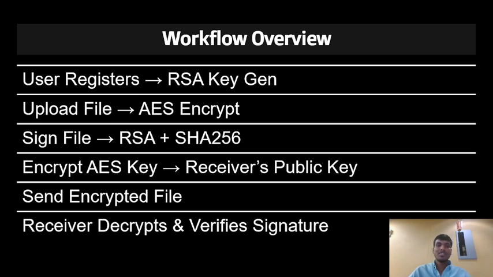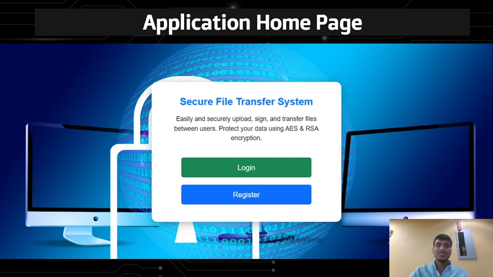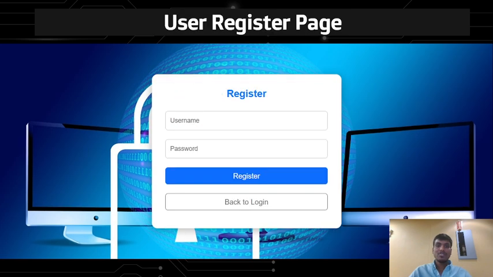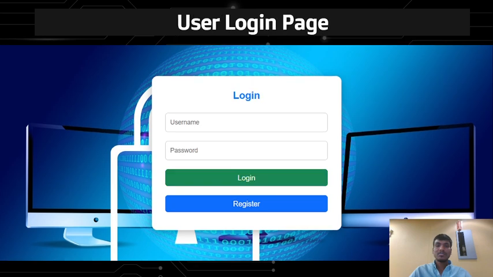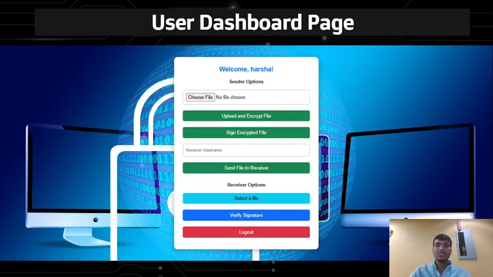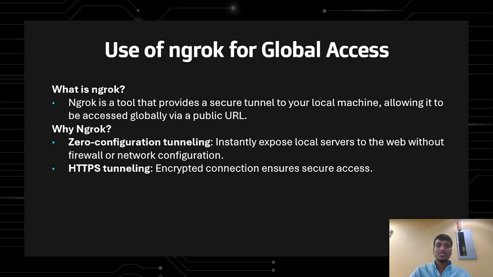This is the process workflow as I just mentioned. This is the application home page for my application, and this is the user register page, and this is the user login page, and this is the user dashboard page with sender options and receiver options, if the user acts as a sender and acts as a receiver also.